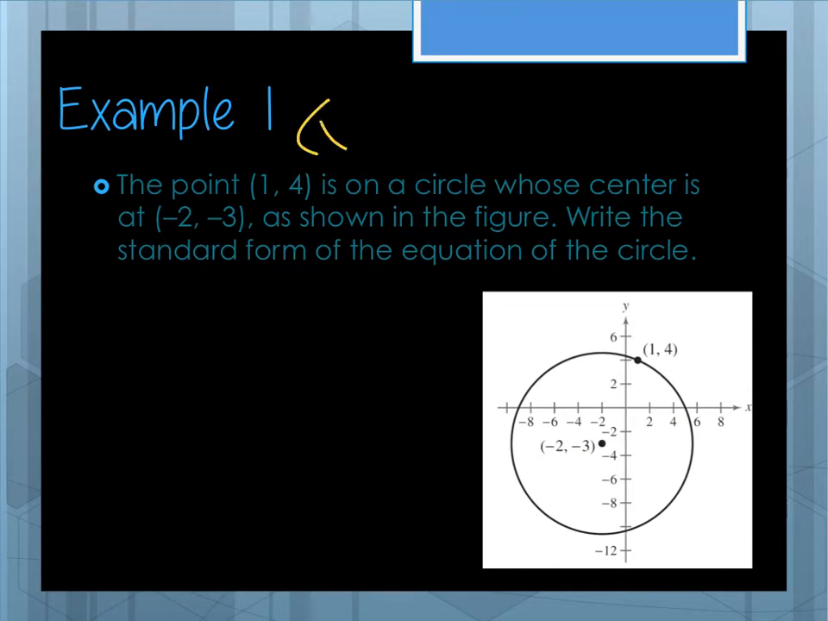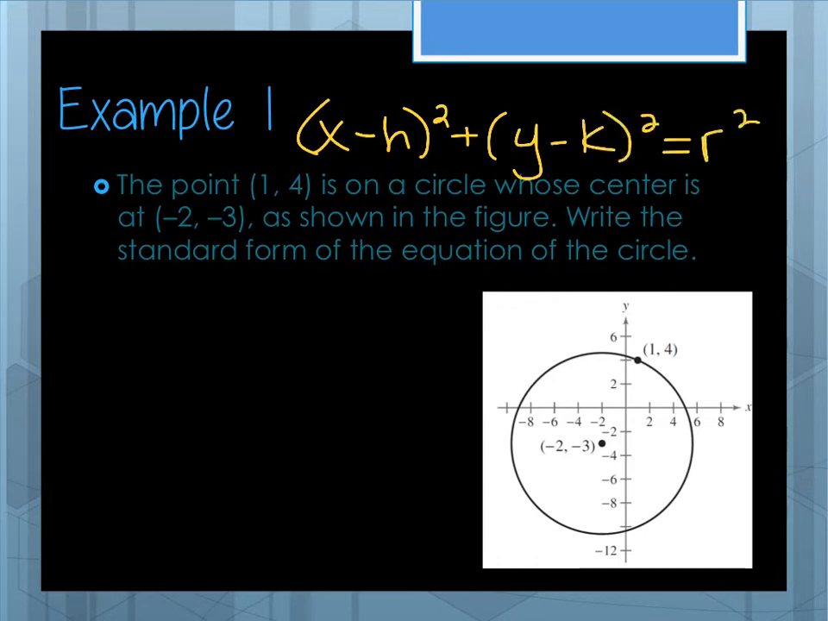We just said the standard form is (x minus h) squared plus (y minus k) squared equals r squared, and what we do is plug in for h, k, and r. Looking at the information given, what's already provided that's part of this equation? The h and the k, right? We know the center is h, k, so this is x minus a -2, which is plus 2, squared, plus y minus a -3, which becomes plus 3, squared. What we don't know yet is the radius.